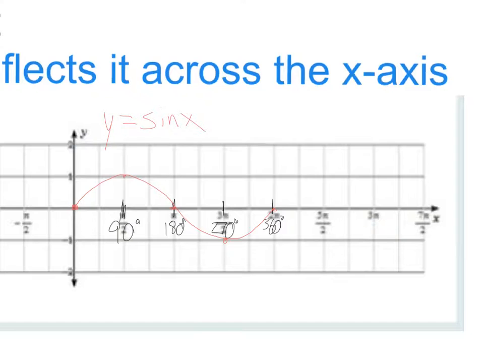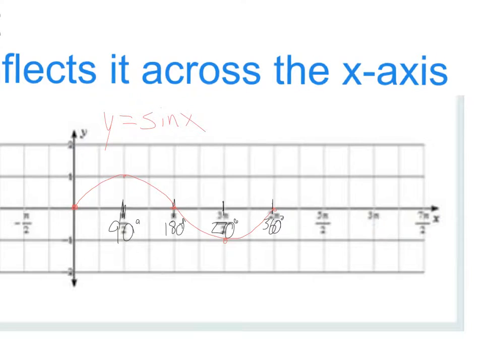Those 5 points right there, you've got to really know. Because as we move everything around, we're going to use those same 5 points as our reference points. So every 90 degrees, you're starting at 0, then you're going up to the top, then back to 0, then down to the bottom, -1, then back to 0 for sine.